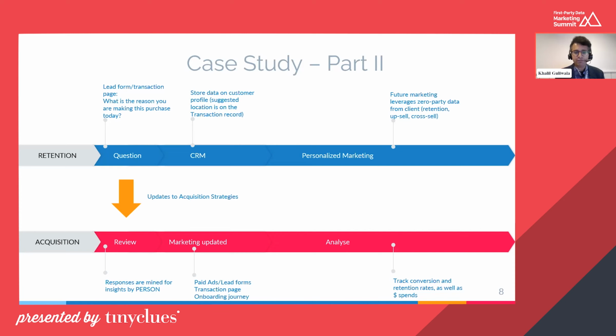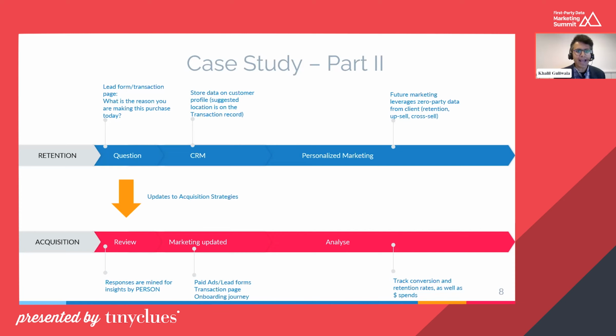Now, that information from the client can also update your acquisition strategies. That's the bottom line of the acquisition. From left to right, you have to review the answers given by people. For example, if someone said, for the doctor example, I'm a veterinarian, or I'm a dog walker, suddenly you're saying, hey, these are interesting insights here. My client isn't just a dog owner. Then maybe I update my marketing. Marketing gets updated.